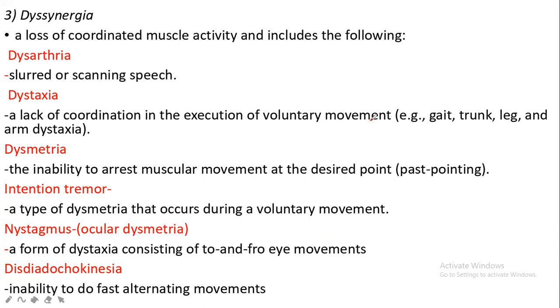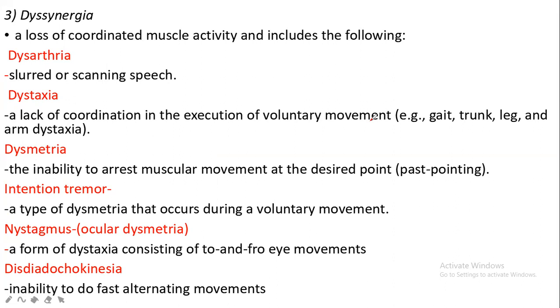So the other muscles of the tongue want to contract. The muscles that are supposed to relax are contracting. So that leads to slurred and scanning speech. So that is dysarthria. We have dysataxia. So dysataxia is basically lack of coordination in the execution of movements, right? So basically the movements are supposed to be smooth, but here there is no coordination actually of movements.